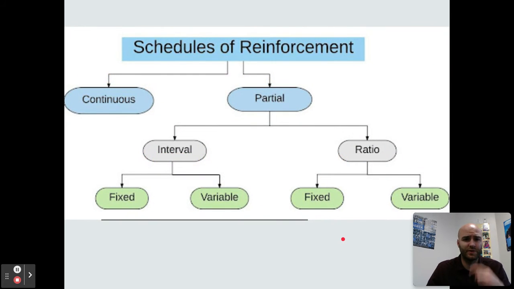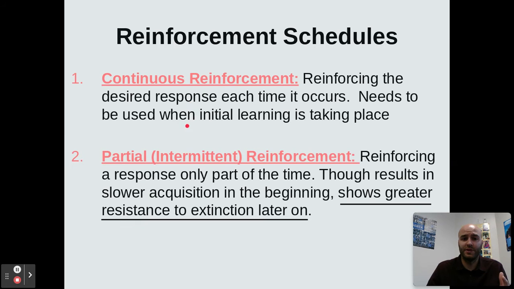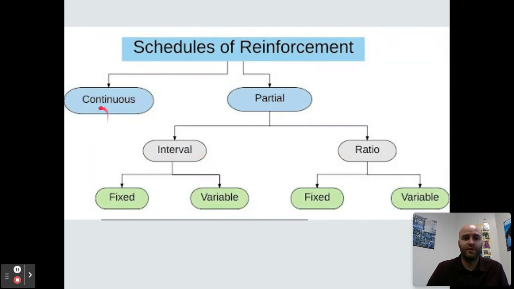So here's the schedule of reinforcements. Continuous, which we just saw here, has no further breakdowns. However, partial has a couple of other offshoots known as interval and ratio. Okay, so we're going to go over each interval and ratio and talk about the fixed and variable aspects of each. I would maybe take a picture of this, write it down on your notes if you need to help you organize your thoughts here. You can pause if you need to do that.